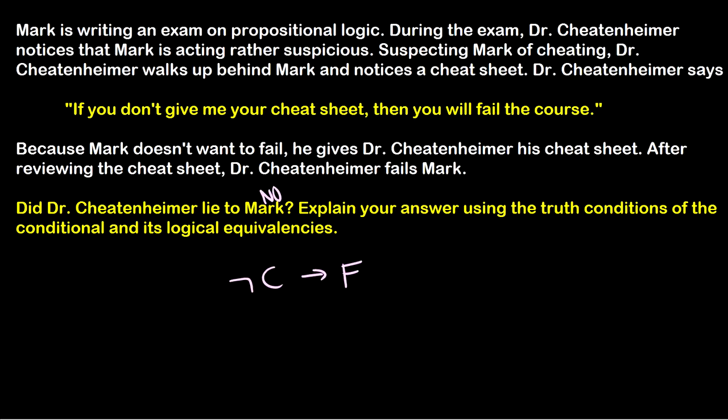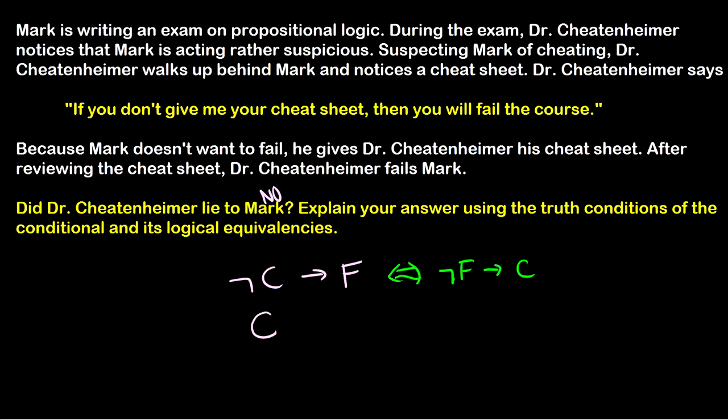But Mark gave Dr. Cheatenheimer his cheat sheet. So he gave him his cheat sheet. Now, what does that imply? Well, what's not C arrow F equivalent to? It's contrapositive, right? So not C arrow F is equivalent to not F arrow not C. Or in other words, not F arrow C. Now, this doesn't tell us anything about C.